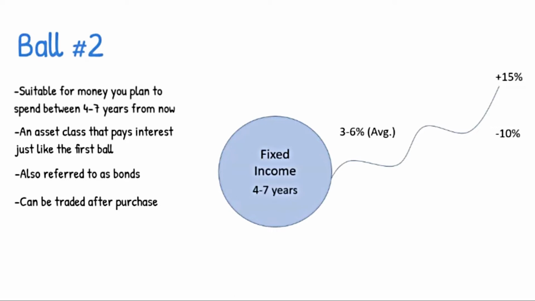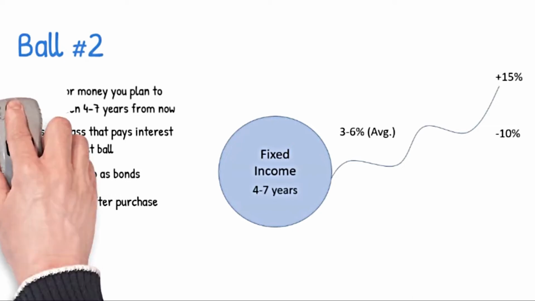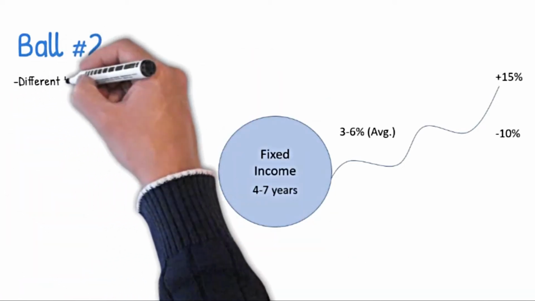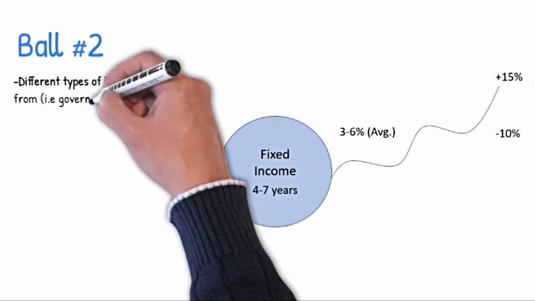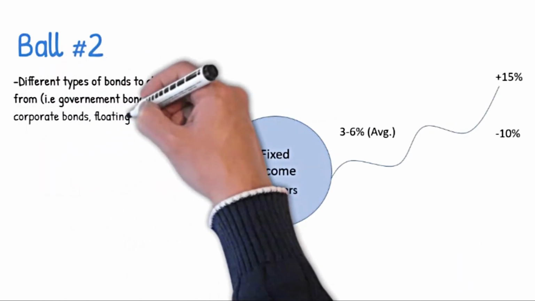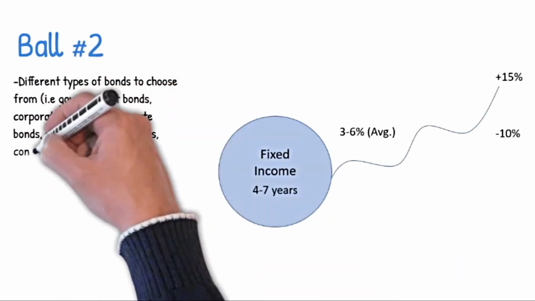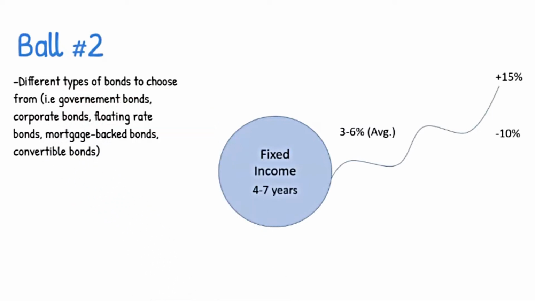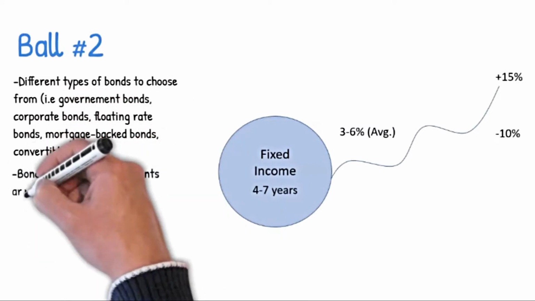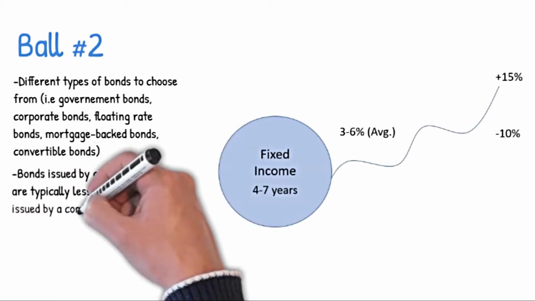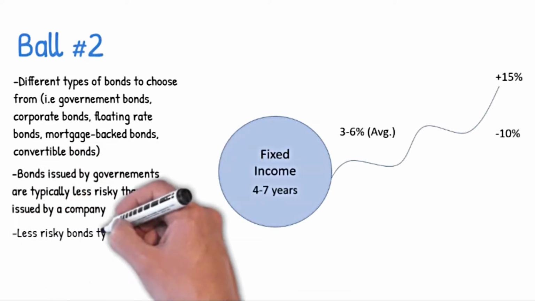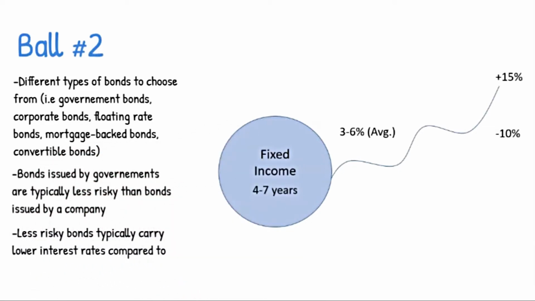And based on how interest rates are trending and other factors like liquidity and credit quality, among other things, a bond's value can fluctuate. There are many different types of bonds for investors to choose from. There are government bonds, corporate bonds, floating rate bonds, mortgage-backed bonds, convertible bonds, and more. Bonds that are issued by governments are typically less risky than bonds issued by a company. Less risky bonds typically carry lower interest rates compared to more risky bonds.